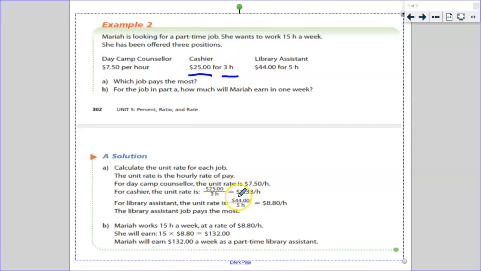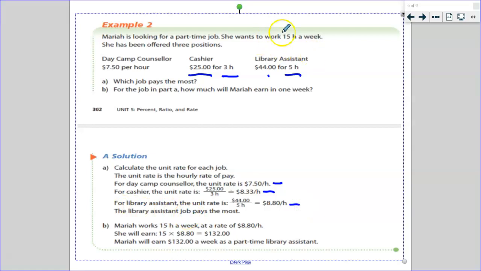So that's what they did here. And they found that it was $8.33 per hour. The library assistant, we have to take this and divide it by 5, because again we want it per 1 hour, and we do the same to this. So here we have $44 divided by 5 and it's $8.80 an hour. So here we can see we've got $7.50 an hour, $8.33 an hour, and $8.80 an hour. So the library assistant job is the best pay.